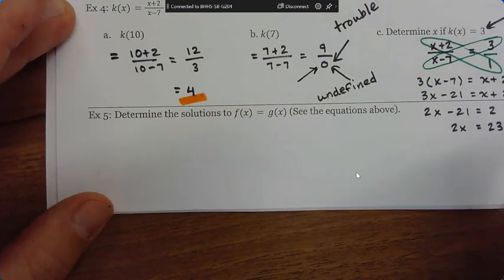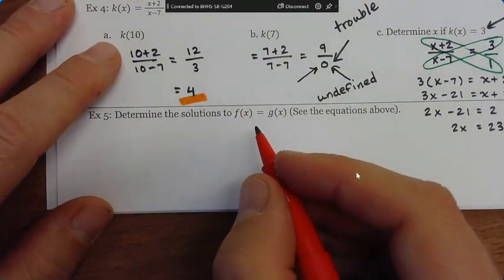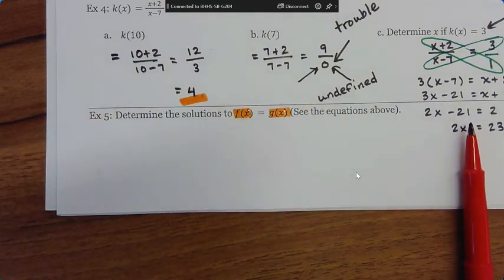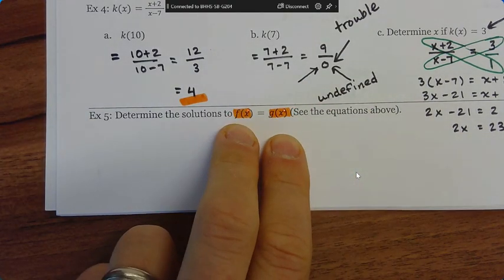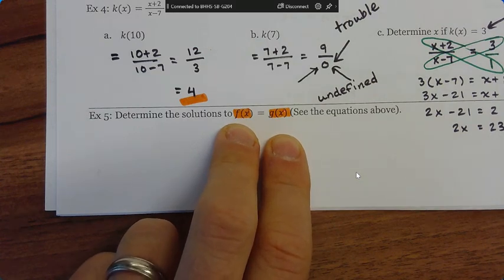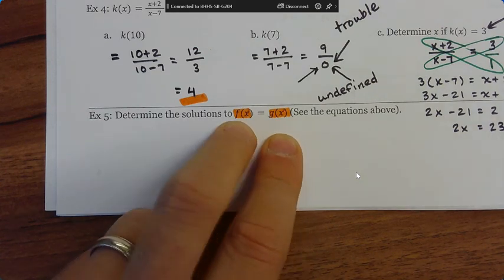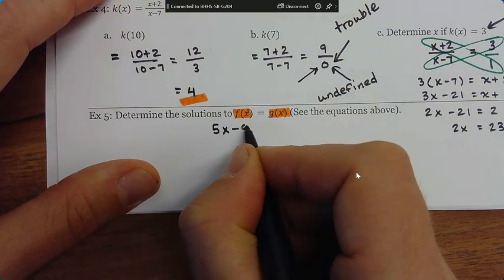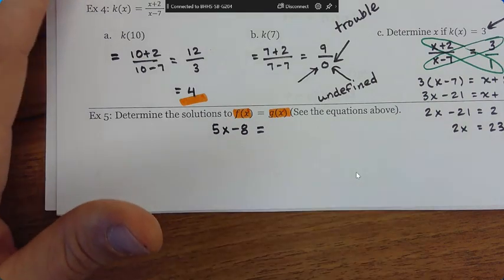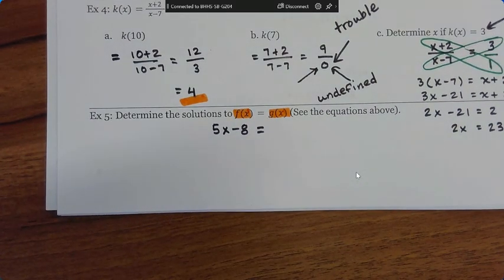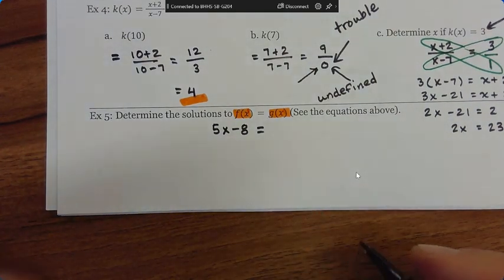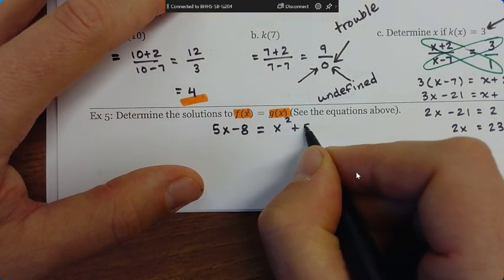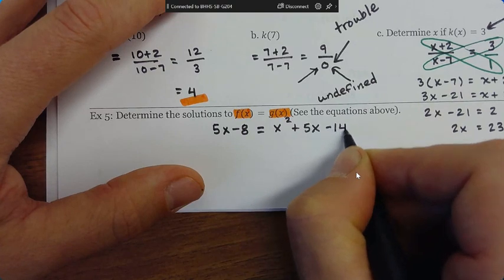Last one, this one's kind of different. It says, determine the solutions to f of x is equal to g of x. And you need to go hunt those two equations down. Does anyone see where f of x is on your page? It's at the top, right? So f of x is 5x minus 8. Once again, where did I get that? It's at the top of the page. G of x, y'all see where g of x is? That was x squared plus 5x minus 14.